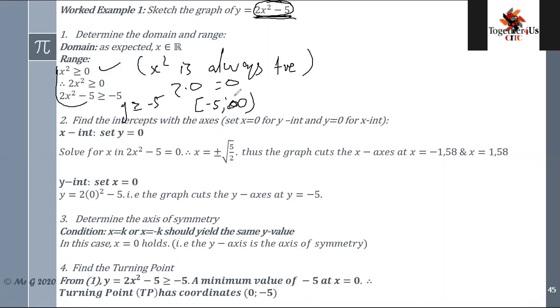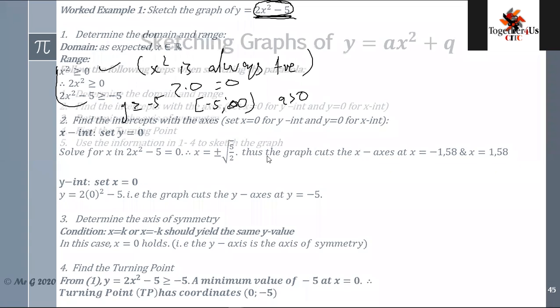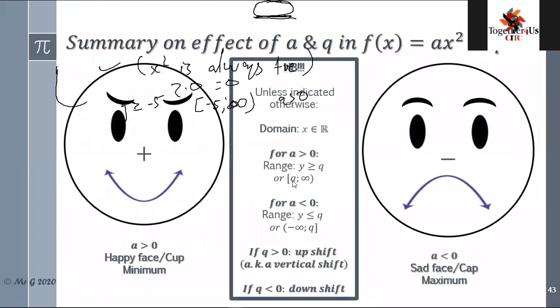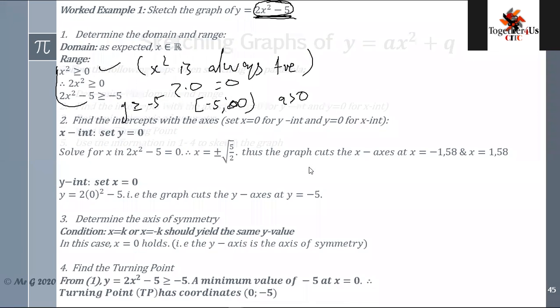Now, didn't Mr. G tell you that when a is positive, in other words, when you are having a happy face, you are actually going to have a range where y is greater or equals to q? Let's go back to that. Here it is, happy face, the range y is greater than or equals to q. So you can see that summary really works out quite well.